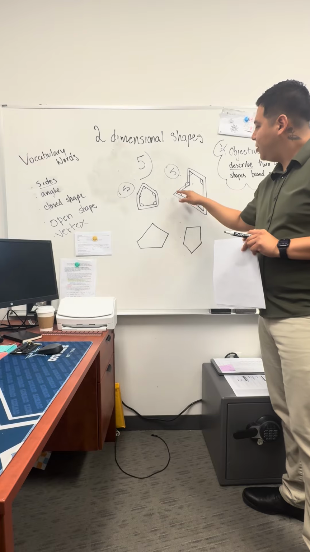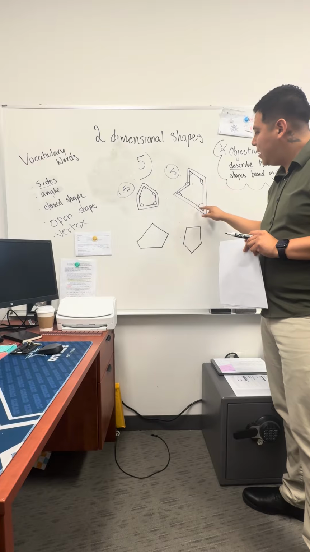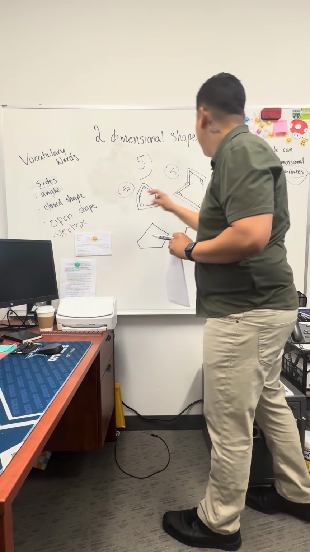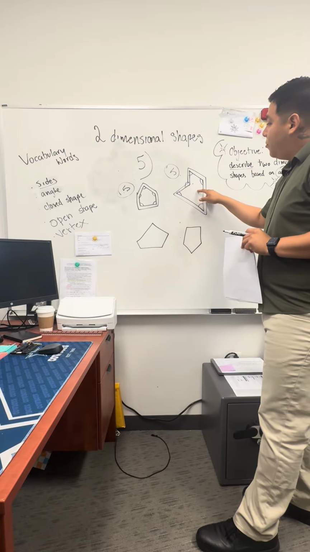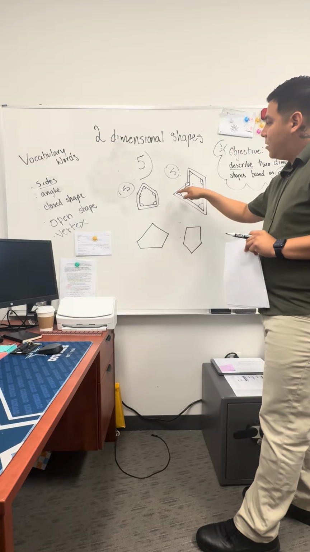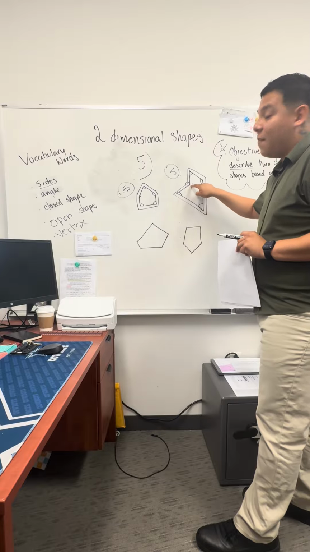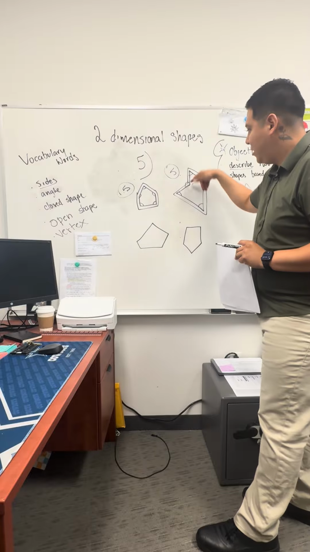Do you guys see an entry? Do you guys see a mouth open? No, you do not. So that means it is a closed shape, but in return, you do still have 5 sides. You do still have 5 angles, right? 1, 2, 3, 4. The 5th one outside of the shape.